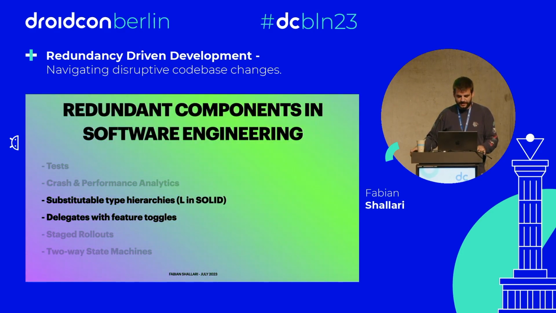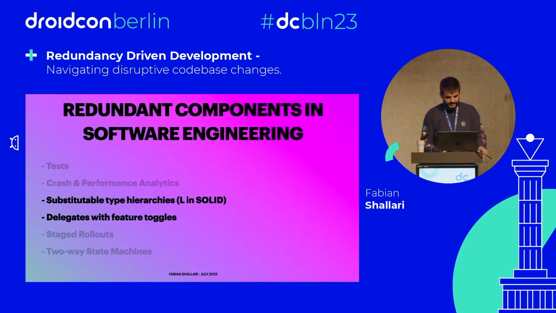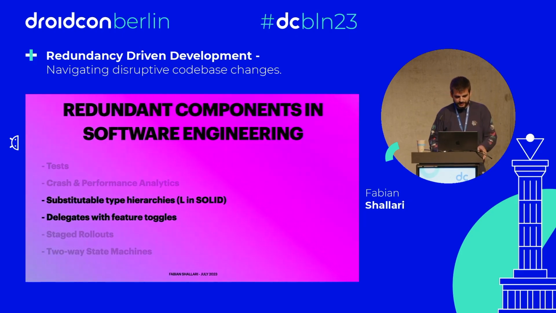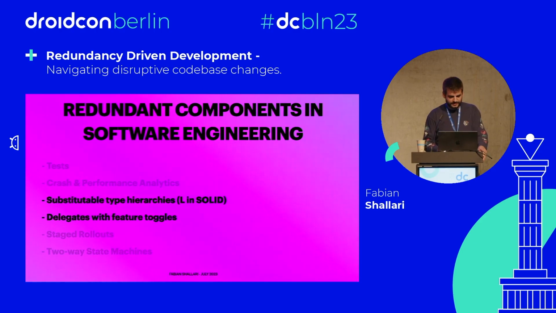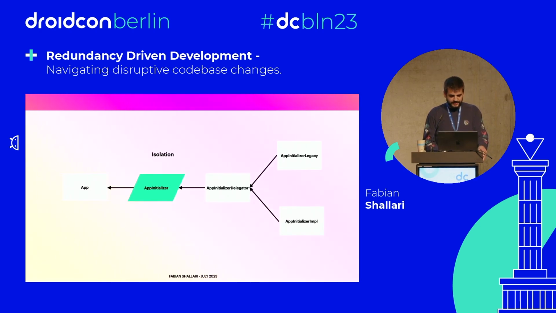And that type hierarchy enables us to isolate the parts that we want to rewrite without affecting the other parts of the app. And we put a delegator at the root of the hierarchy, which switches between the legacy implementation and the new one. So substitutable type hierarchies and delegates with feature toggles are some kind of redundancy that you can introduce into your systems to make them a bit more reliable. So basically, isolation and delegation switching.